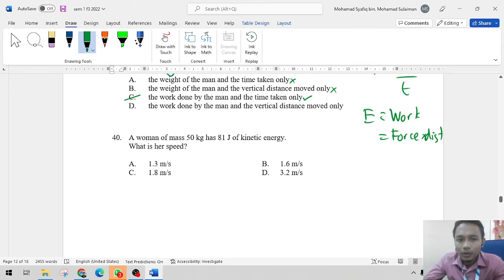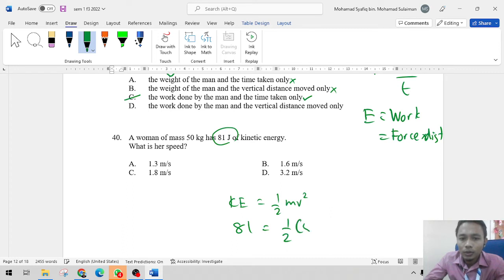Number 40, 50 kg mass, kinetic energy. So kinetic energy equal to half mv squared. So 81 equal to 1 over 2 times 50 times velocity squared. So we can find the answer.